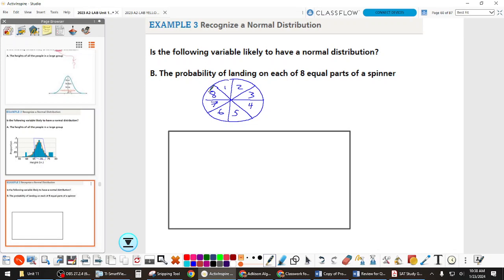You guys know spinner probabilities? How many times would each one be expected to hit? You guys, there's 8 sections on a spinner. They're all the same size. So 10 each, right? So think of a histogram with 10 for each bar. Is that normally distributed? Or not? Can I draw something like this over it? Like that? Or is it not so much like that? What do you think?